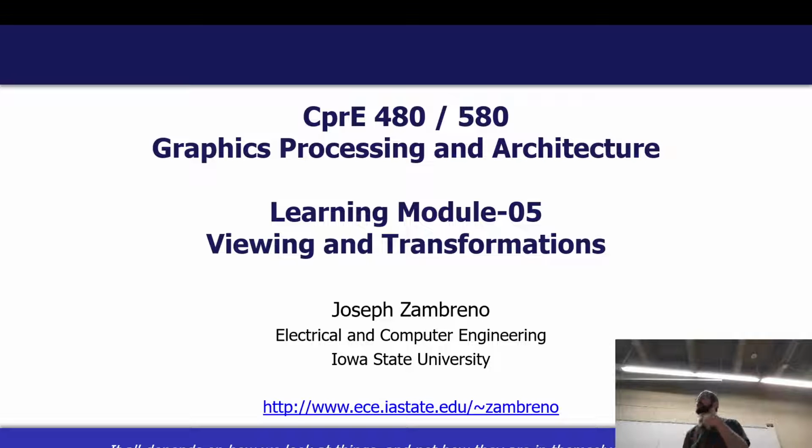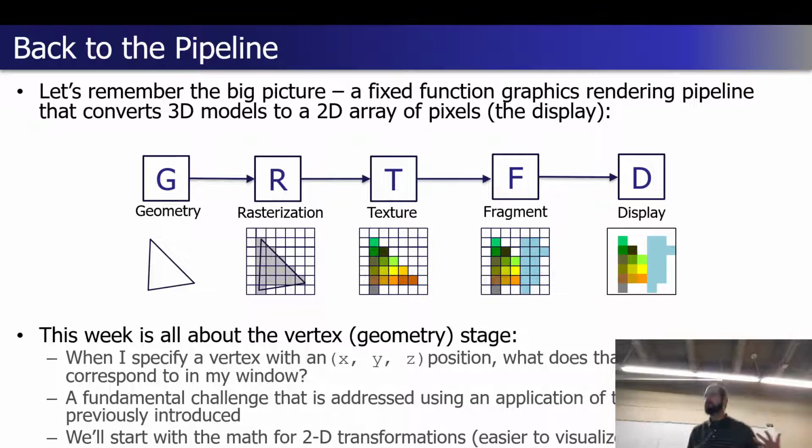Now let's understand, mathematically, what we're doing with those viewing transformations, as well as what that means in practice in real-world OpenGL. Let's go back to our big picture, which has not changed. Our fixed function with some programmable parts, a graphics rendering pipeline that starts with our 3D models and ultimately converts them to a 2D array of pixels corresponding to the display. This topic is all about that geometry or vertex stage.